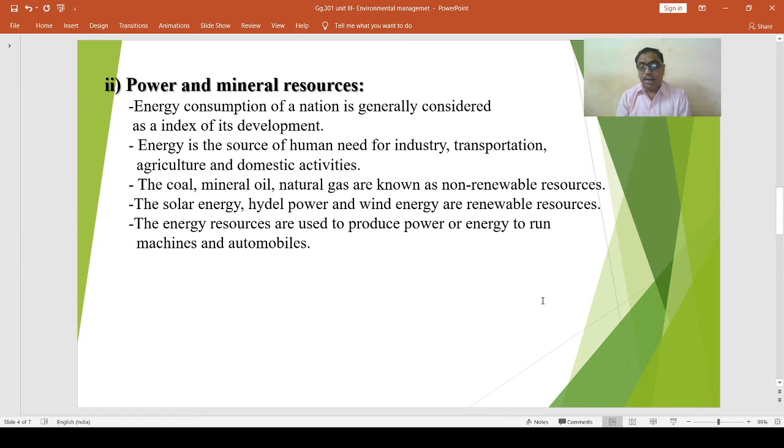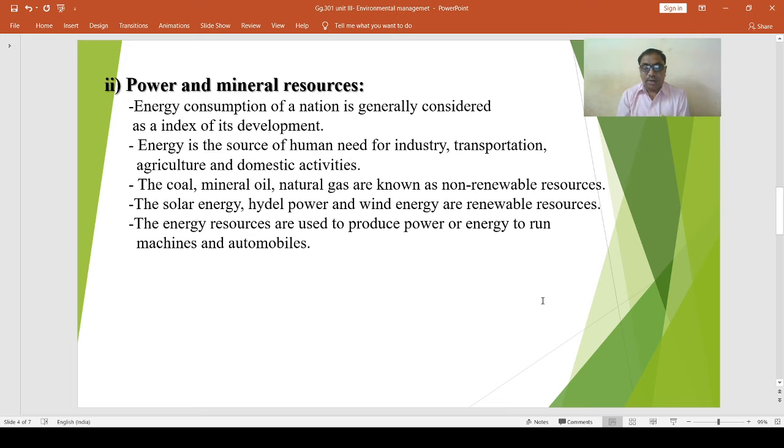The merits and demerits of hydel power. First, the merits of hydel power are it does not pollute the environment. It can be transmitted to long distances through cables. Hydropower is a renewable resource. Hydropower projects help to control flood. However, it has certain disadvantages.